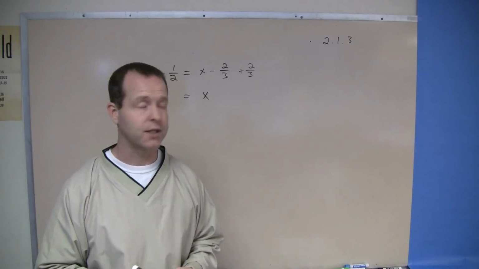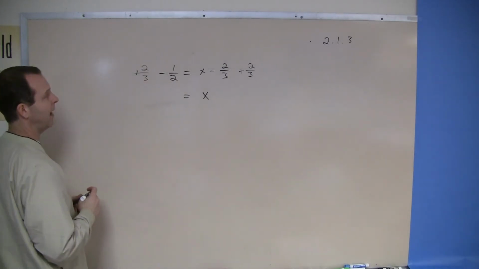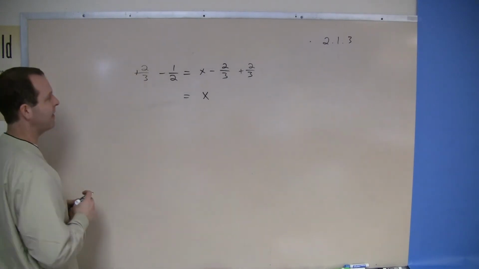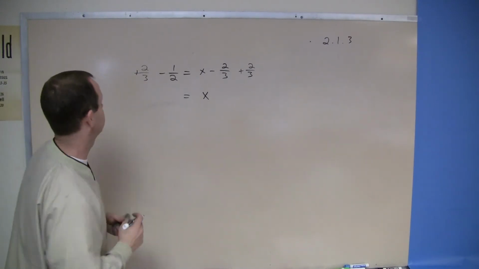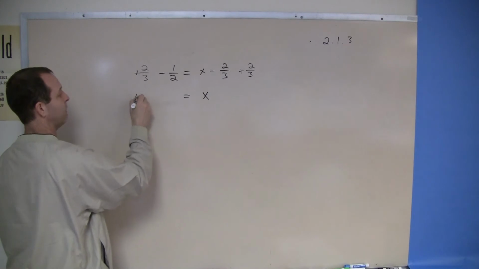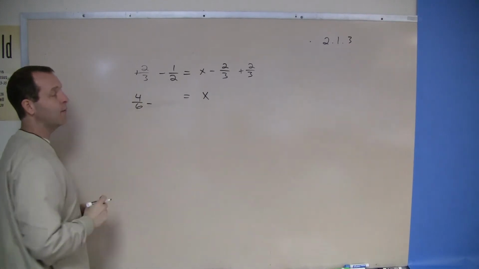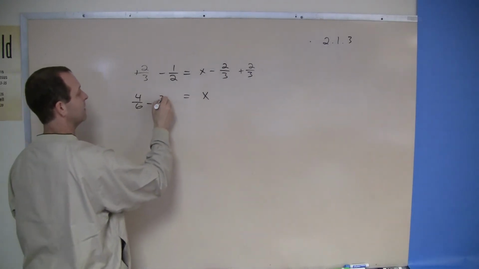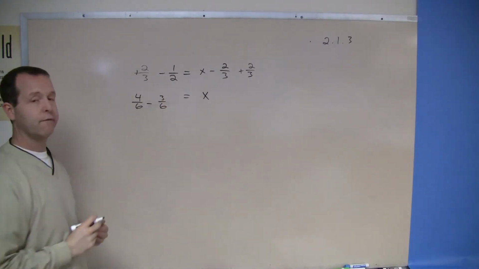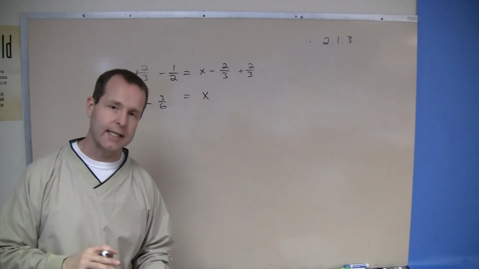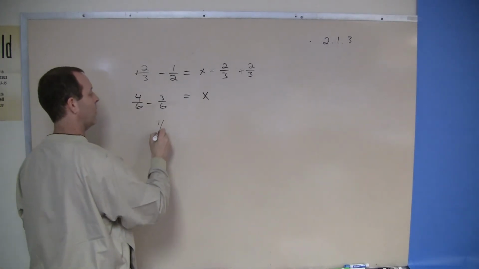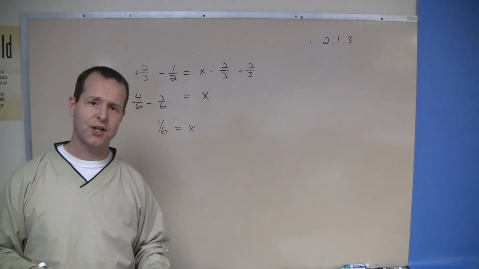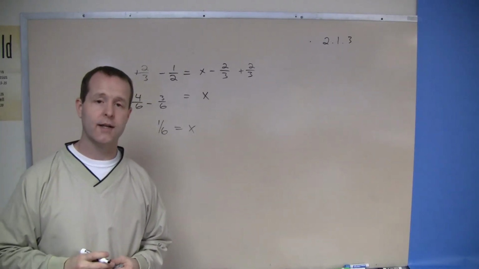How I add fractions. So 2/3 minus 1/2, well, in order to add them, they have to have a common denominator. And I think the common denominator is going to be a 6. So 2/3 is the same thing as 4/6. And negative 1/2 is the same thing as 3/6. So 4/6 take away 3/6 gives me 1/6. So the solution to this equation that had fractions is x equals 1/6.